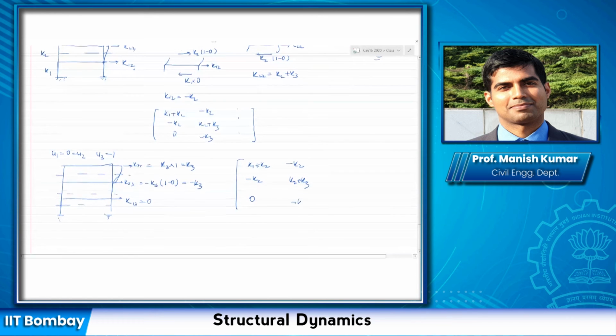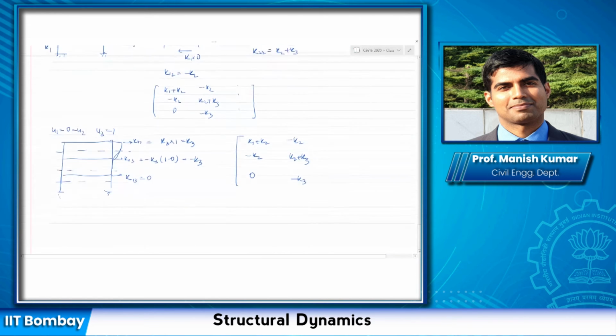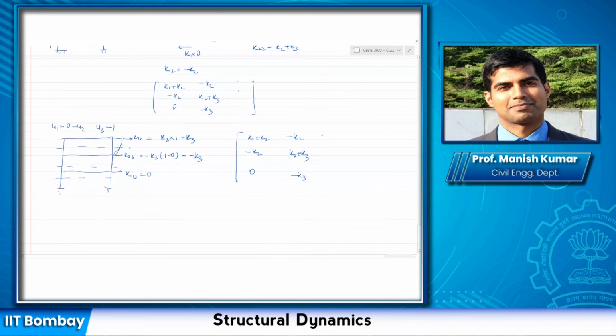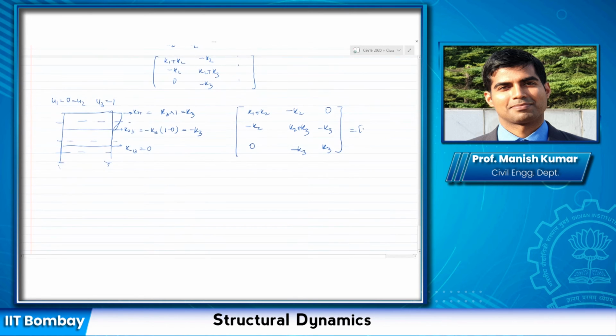So minus K3 is here. Then here it is 0. Here it is minus K3 and this is K3. So I have found out the stiffness matrix using the influence coefficient method.